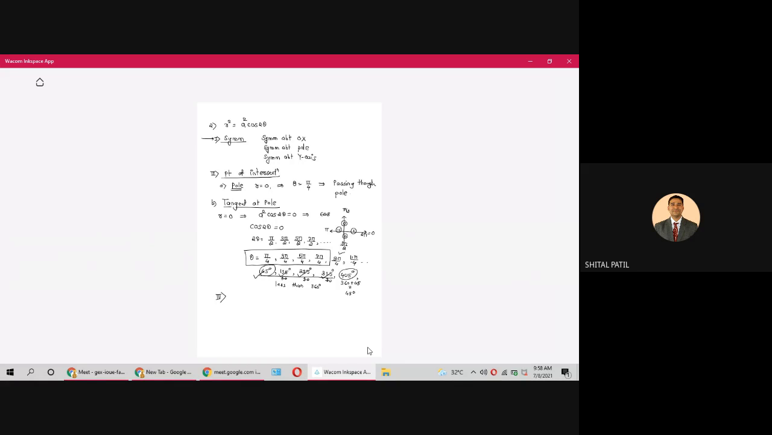We'll check the existence of the curve. There are two different ways to check the existence. The first is, what we have to do? We have to find the maximum value of R square. R square equals A square cos 2 theta.